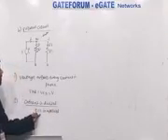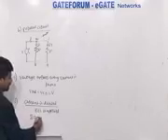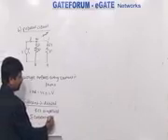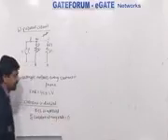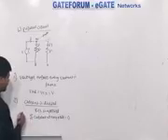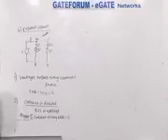What is Kirchhoff's current law? Kirchhoff's current law states that summation of current at any node is equal to 0. But this is partially correct. I can say that algebraic sum of current at any node is equal to 0. Now, what is the meaning of this?